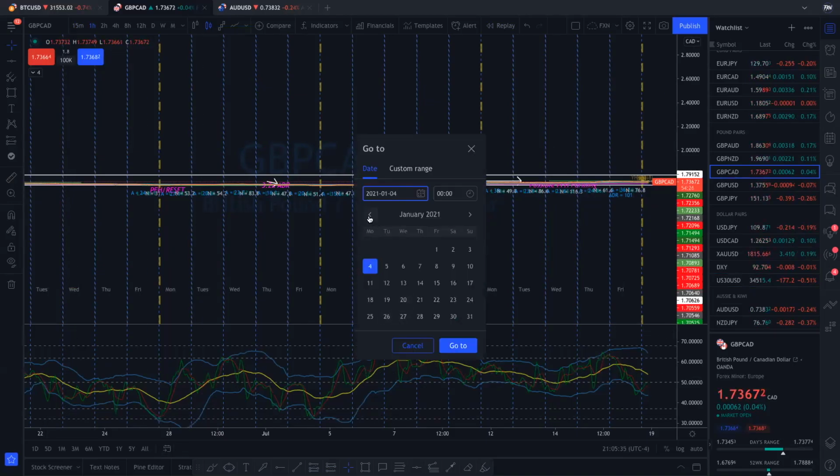Mark, what's your favorite pair? Right now, I've been doing more of the NZD pairs. So pound NZD, pound AUD, Euro NZD. Those have been my favorite pairs so far, the last maybe two months.